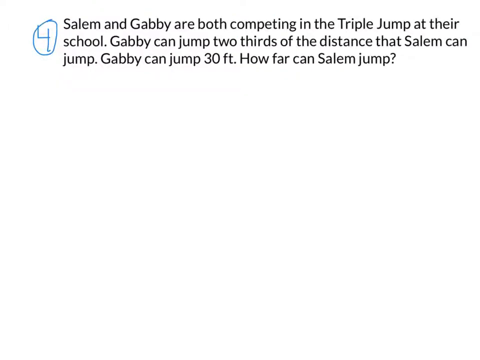Okay, next problem. We have word problems. Still two-step. Savvy and Gabby are both competing in a triple jump at their school. Gabby can jump 2/3 of the distance that Salem can jump. Gabby can jump 30 feet. How far can Salem jump? So the first thing we need to do is figure out the equation.